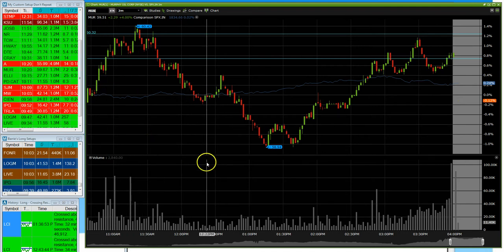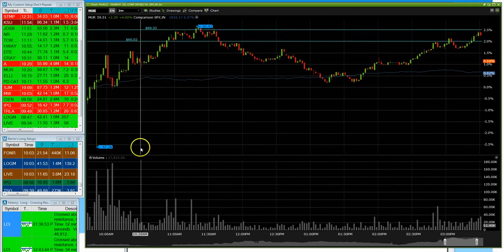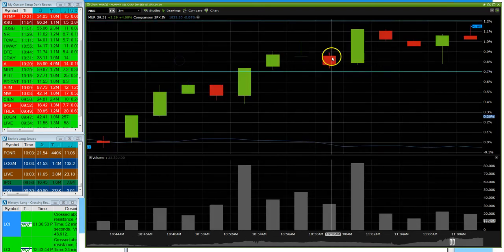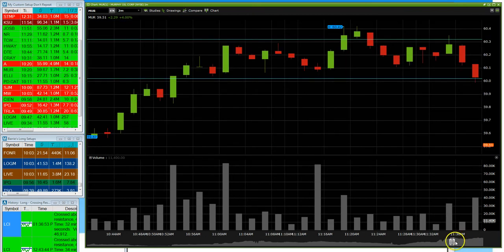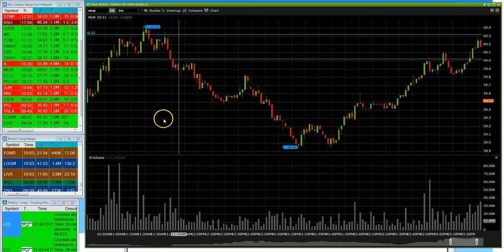Let me just back this up a bit. At 10:20, which is right about here. And this is more of a momentum play. It's not so much of a bounce play at all. And the trigger price was 59.67. Oops, sorry, I should get rid of the comparison so we can get the numbers here. Let's move this over. Okay.